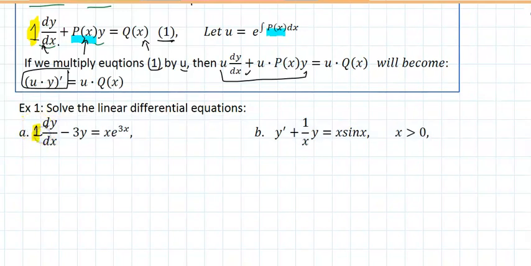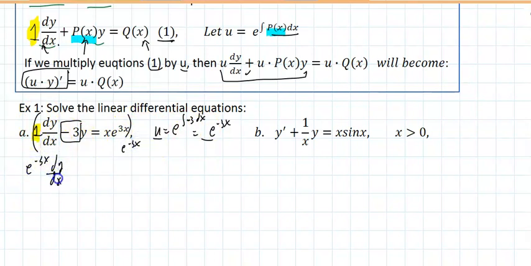You make sure that's a 1. If that's a 1, then you could say that's p of x right there. So if you let u equal e to the integral of negative 3 dx, that would be e to the negative 3x. That's your u. Multiply this by e to the negative 3x. That will be e to the negative 3x dy dx minus 3e to the negative 3x times y equal just x.